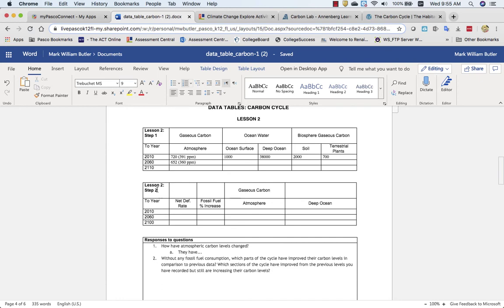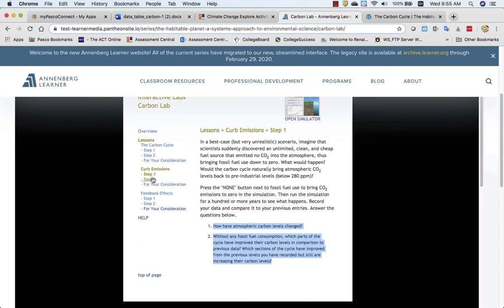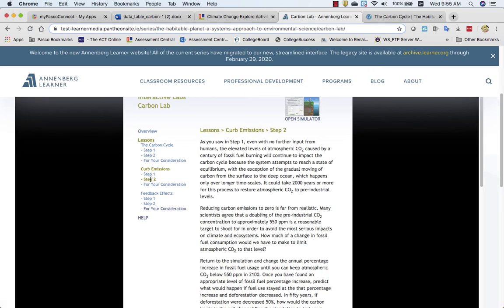So that's part one of the second part of the simulation. Now we're going to need to go to Lesson 2. Again, you're going to complete this data table for step 1, then step 2. And step 2 is right here. It says you saw in step 1, and so on. Reducing carbon emissions to 0 is far from realistic unless we actually do find something that produces no carbon dioxide, which is probably not possible. If you invent it, you'll be a millionaire for the rest of your life, and super famous.